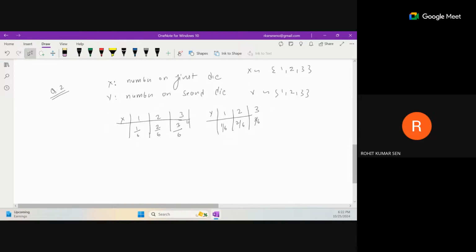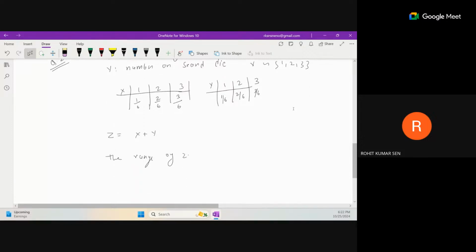So what they are saying is, z is another random variable, which is nothing but x plus y. So what they are asking is the range of z. How will you get the range of z? It is nothing but the sum of x and y. So what are the possible values you can get for x plus y? Like you can get 1 plus 1, that is 2. You can get 1 plus 2, that is 3. So let's write the range for z.